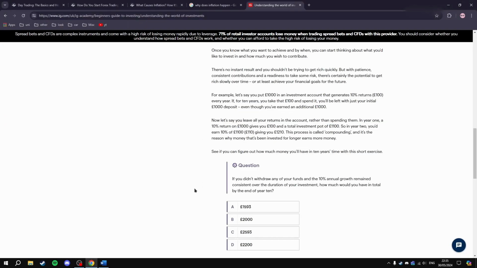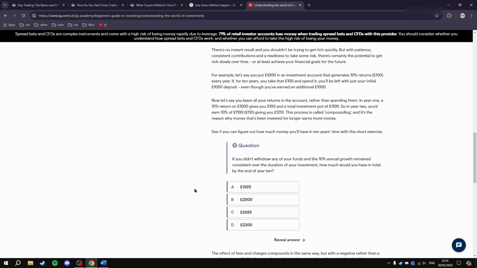There's no instant result and you shouldn't be trying to get rich quickly. But with patience, consistent contributions and a readiness to take some risk, there's certainly the potential to get rich slowly over time, or at least achieve your financial goals for the future.